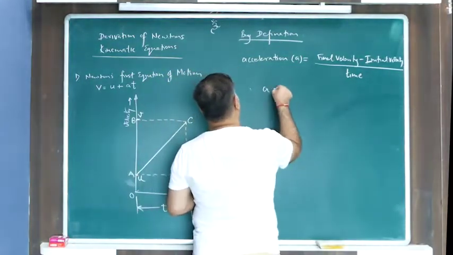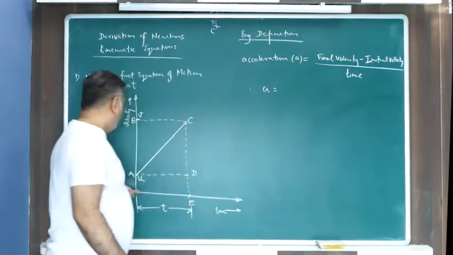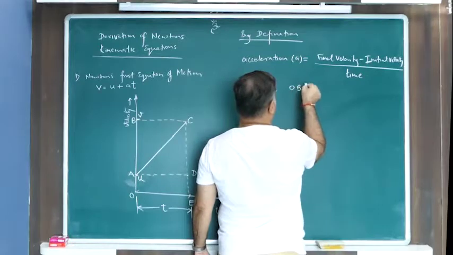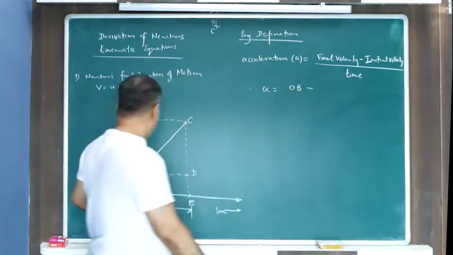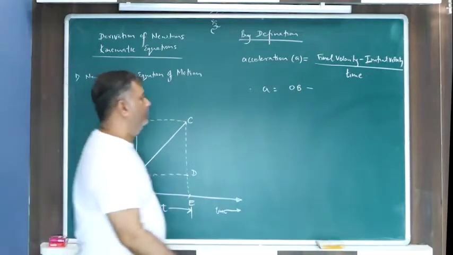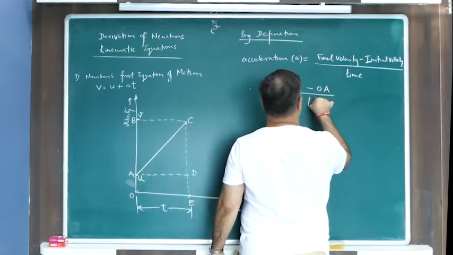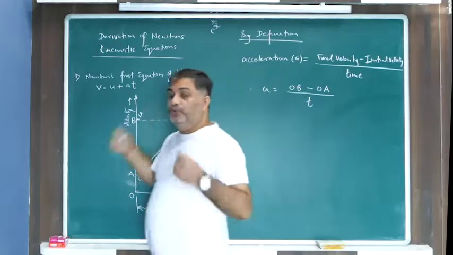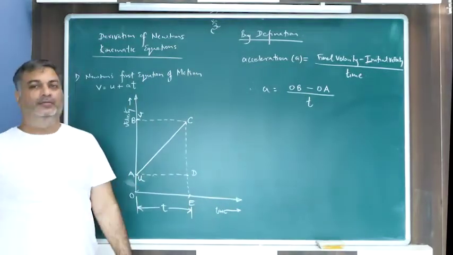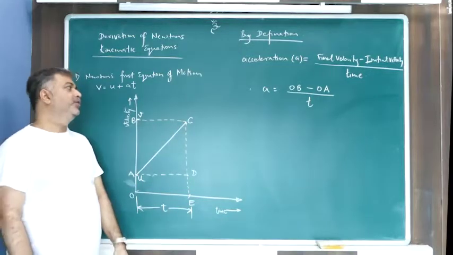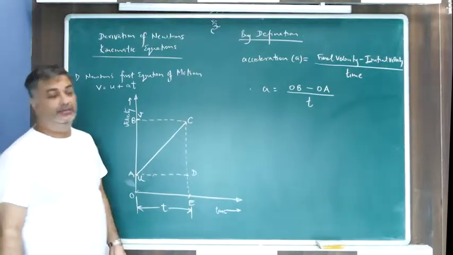So therefore a is equal to, what is the final velocity? OB. OB minus, what is the initial velocity? OA. So OB minus OA upon, how much time did they take to reach from u to v? t. So the time is t. Did you get that now? So a is equal to OB minus OA upon t.